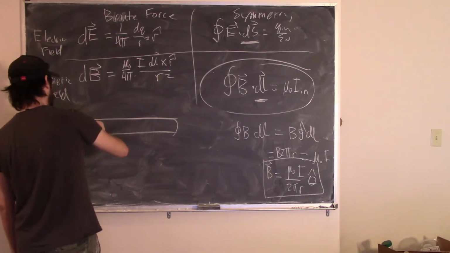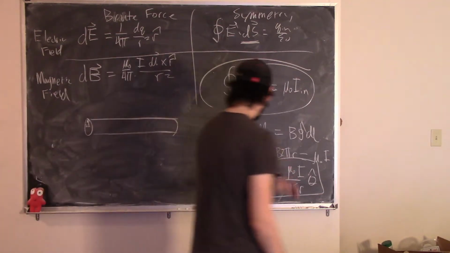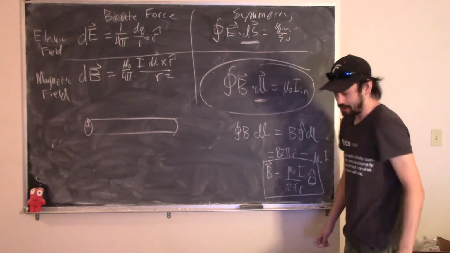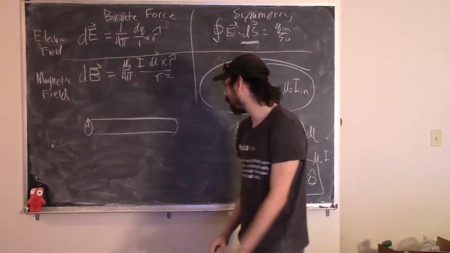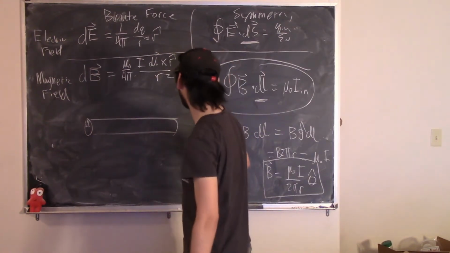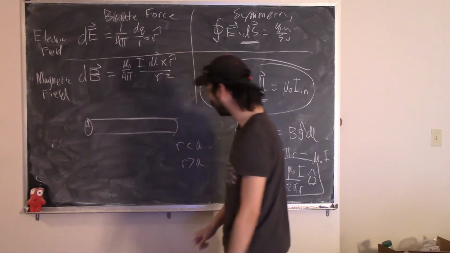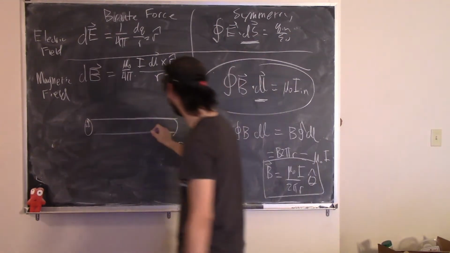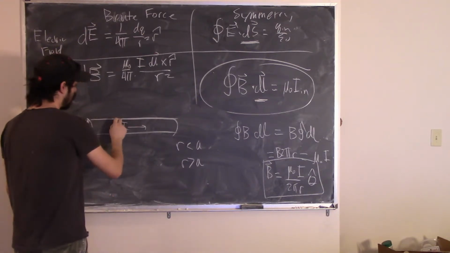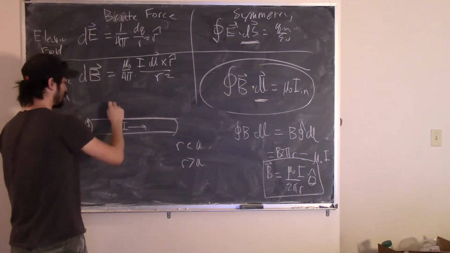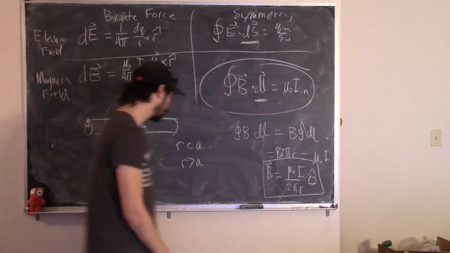If this has some radius of A, and I want to find the magnetic field everywhere, that means there are two regions that I need: R is less than A and R is greater than A. I'm going to have two Amperian loops. If this is the current going in this direction, one of my Amperian loops is going to look like this, and the other one is going to look like that.